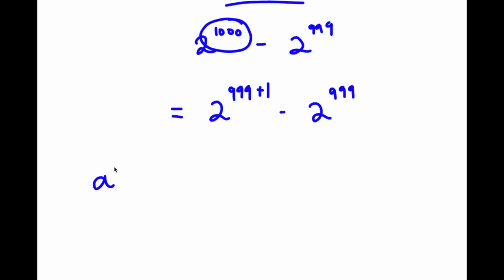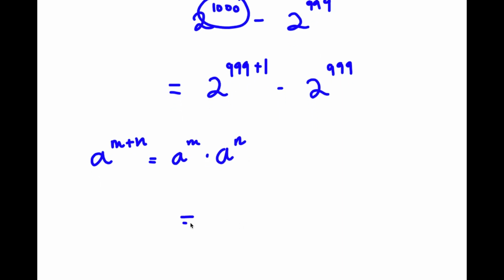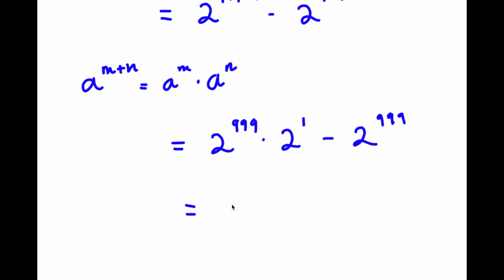And if I have something in the form a to the power of m plus n, this is equal to a to the power of m times a to the power of n. So 2 to the power of 999 plus 1 is going to equal 2 to the power of 999 times 2 to the power of 1. Now I have this minus 2 to the power of 999. Now this is the same thing as 2 to the power of 999 times 2 to the power of 1 divided by 2 to the power of 999, which is simply 2 to the power of 1. Now I have this minus 2 to the power of 999 divided by 2 to the power of 999, which is 1.